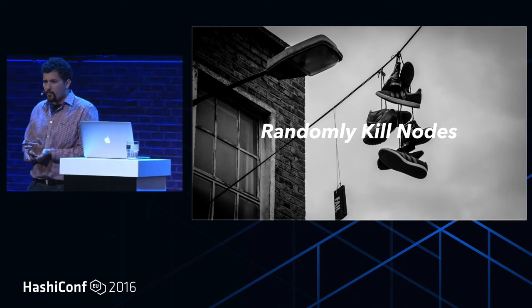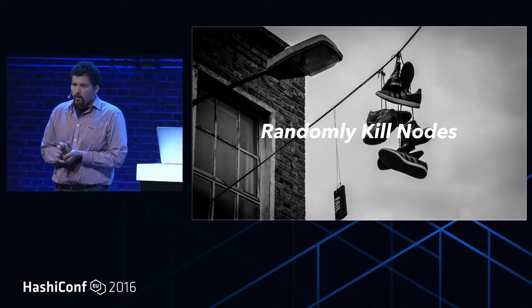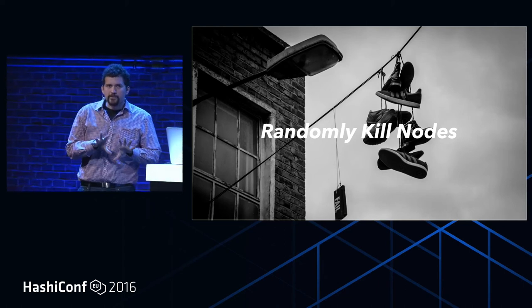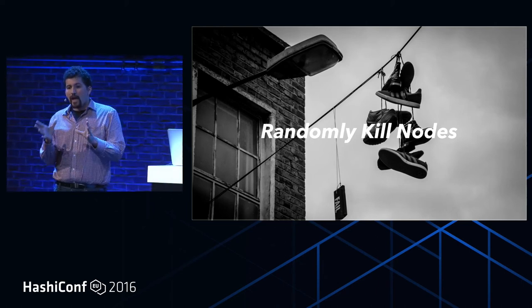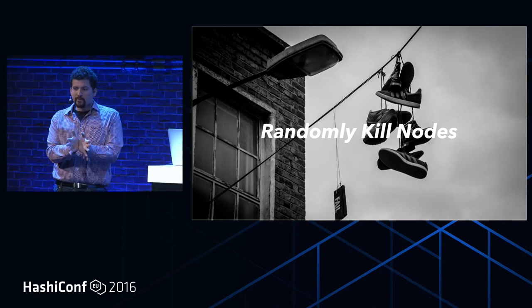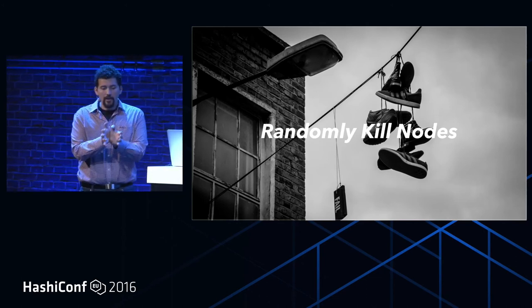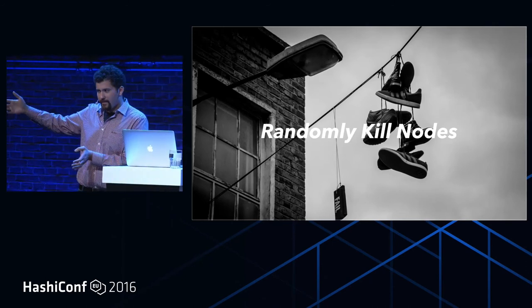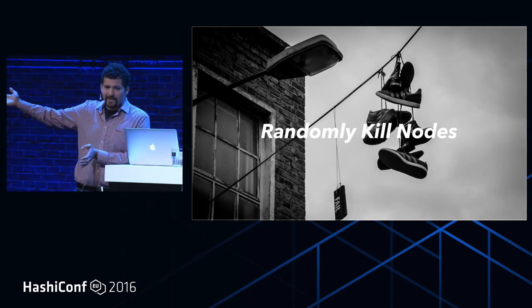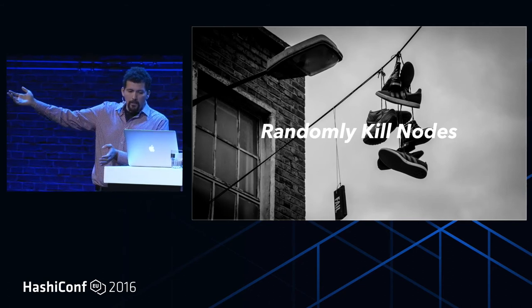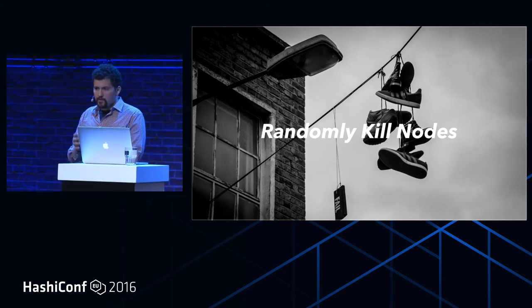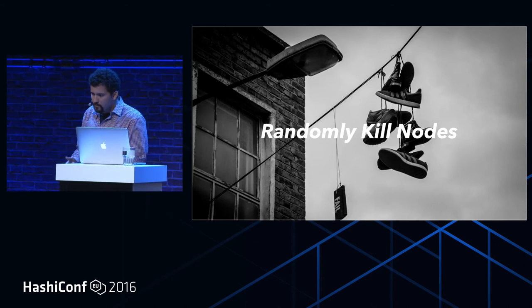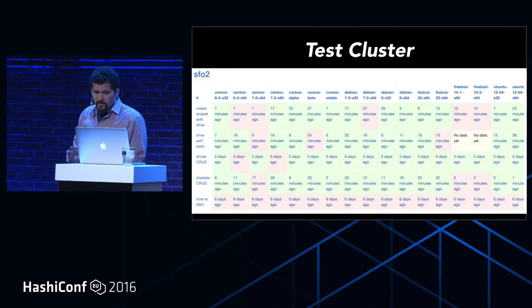So for randomly killing nodes, we still don't in production. We have a production environment that only beta customers use, and that we can do killing of nodes. We haven't gotten to the place yet, and this is where we're working towards, where we actually kill production environments. But when we kill nodes in the beta environment, we can actually start to run these tests.